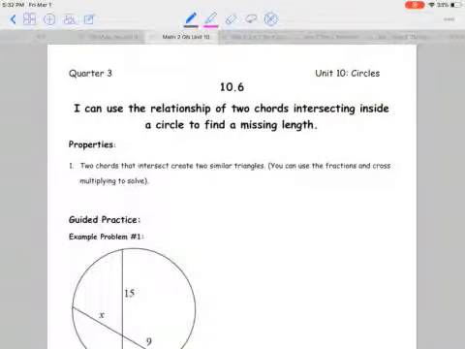Okay, the last two sections of this unit are where we throw in some curveballs, but they're really not bad. 10.6 is looking at two chords. So remember, chords touch a point on the circle to another point. And it's just if you have two of them intersecting, you can create fractions where you can cross multiply. They create these similar triangles technically, which is why we can do this.